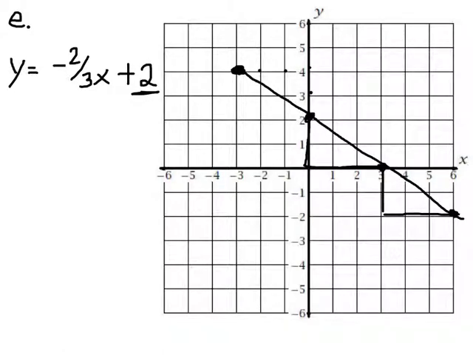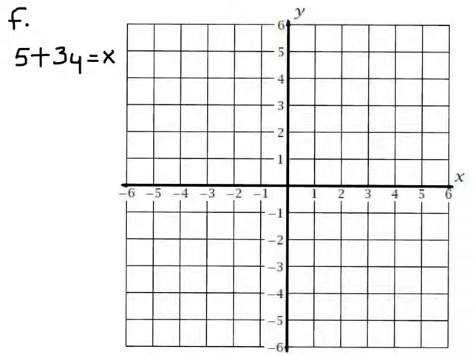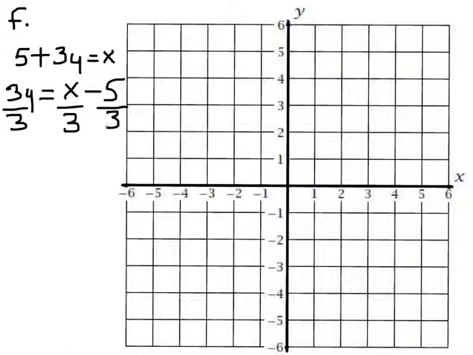Okay, let's do one more. Now this one looks a little bit off because it's not in the right form. So we're going to say 3y, and we're going to move this 5, equals x minus 5. Now we have to get rid of this 3, so we're going to divide everything by 3, and that's going to leave us with y equals 1/3 x, which is the same as x over 3, minus 5/3.